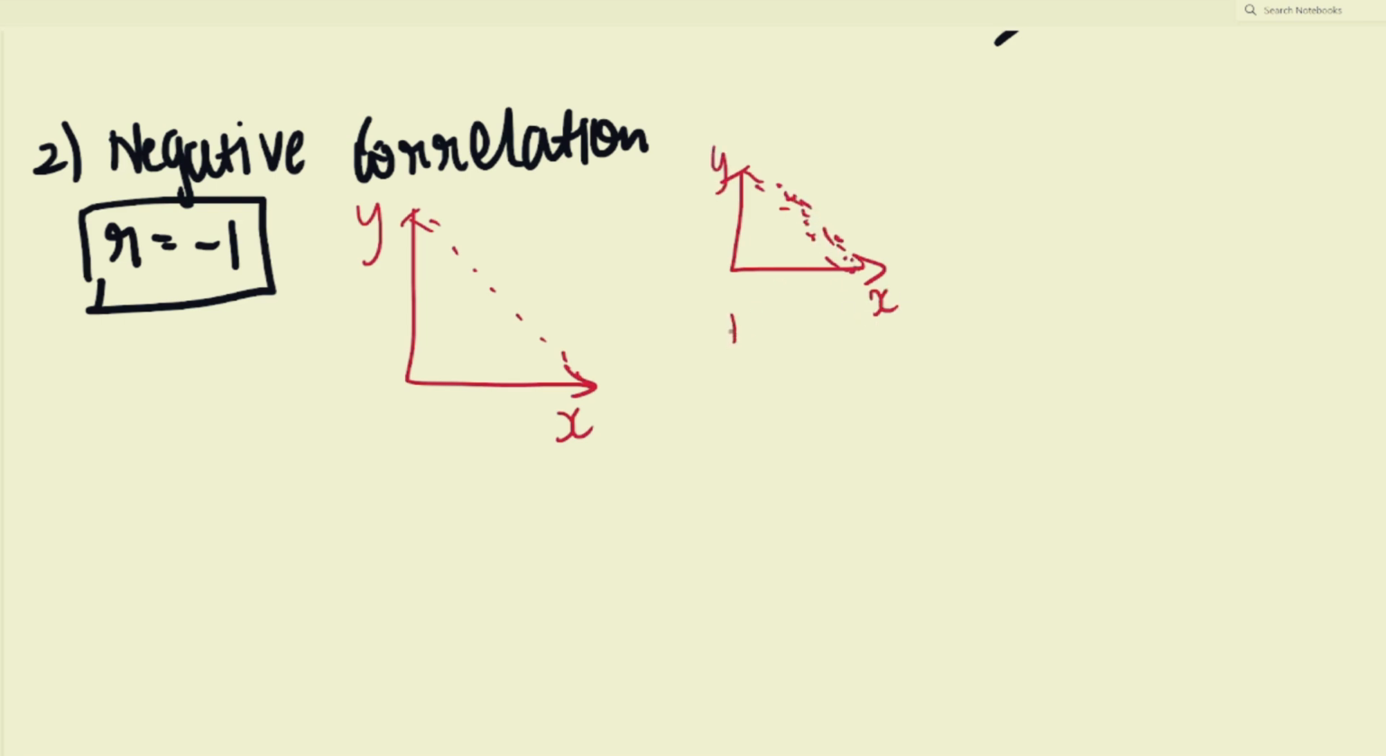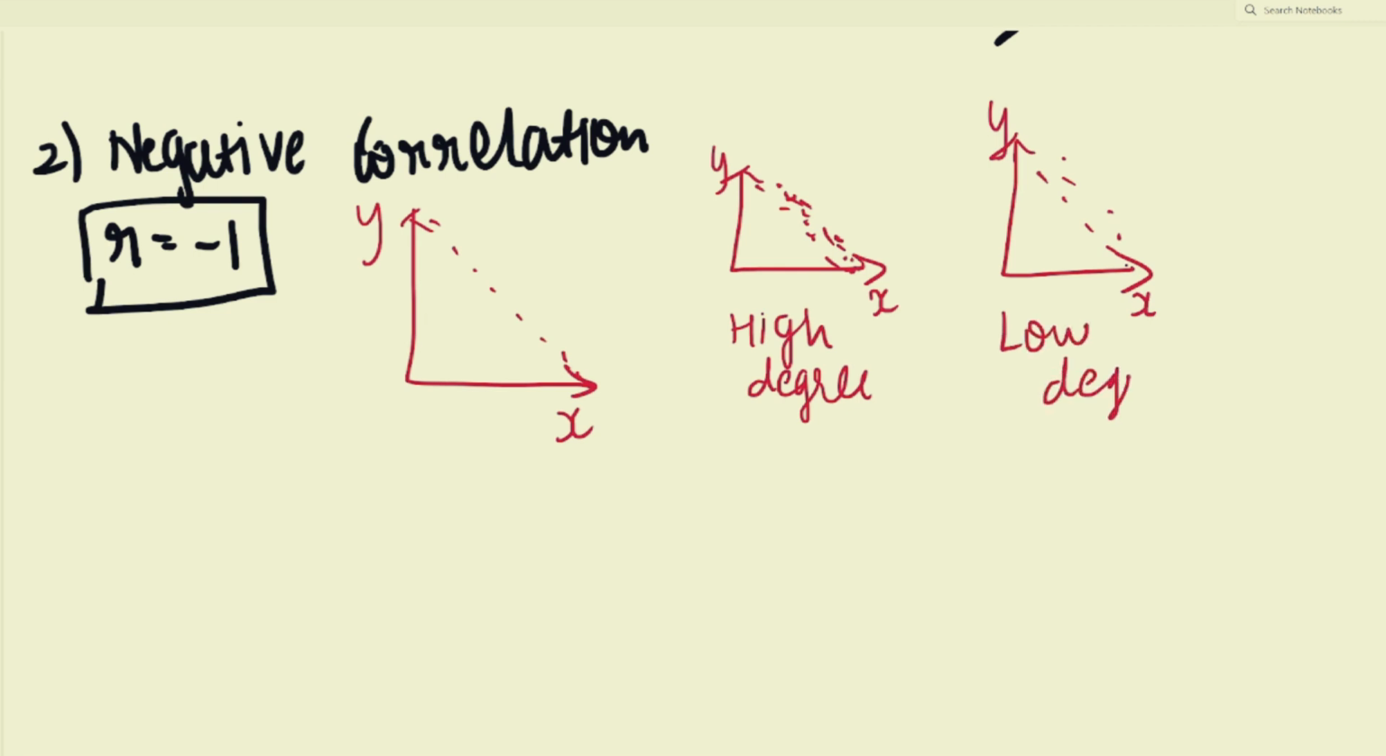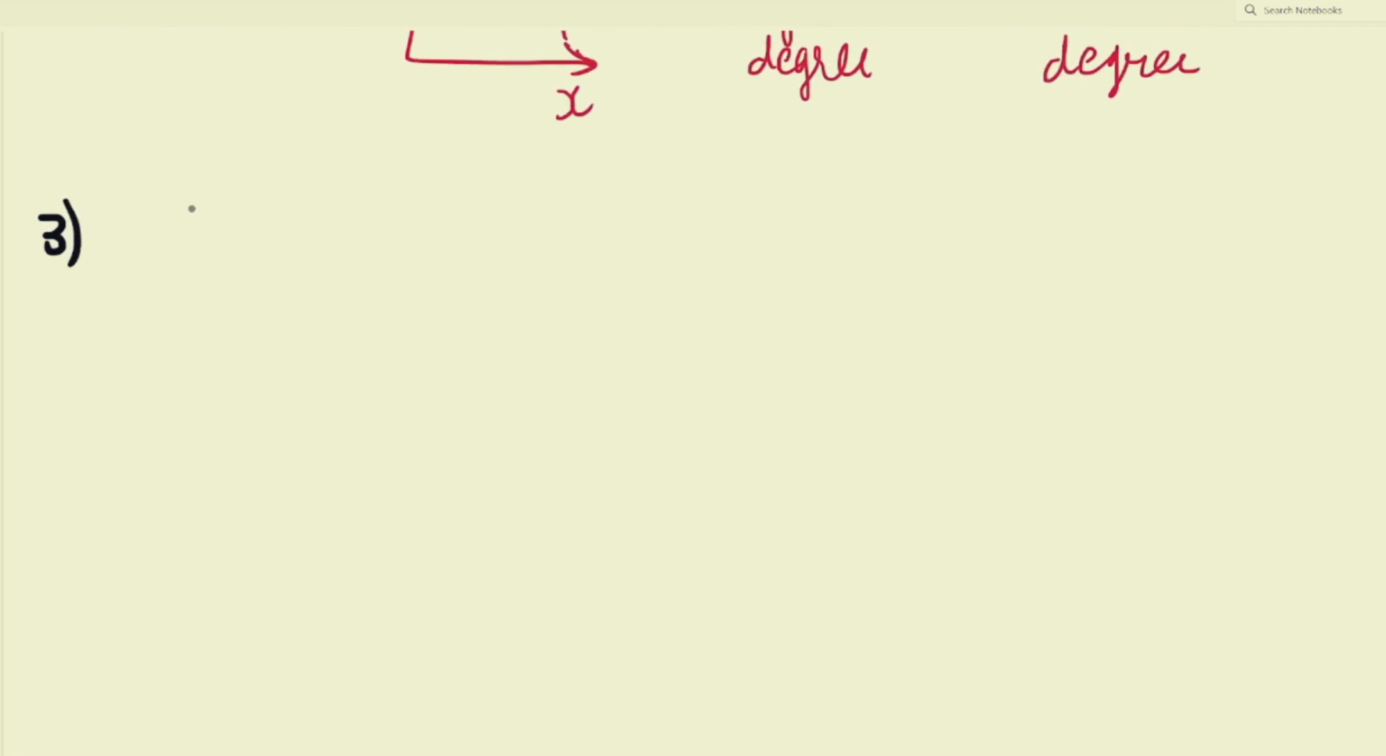So now look, this is high degree. Now we will fill up the y values: 9, 8, 10, 12, 11, 13, 14, 16 and 15. This is low degree. x minus x bar: your x value is 1 and x bar value is 5, so 1 minus 5 is minus 4.